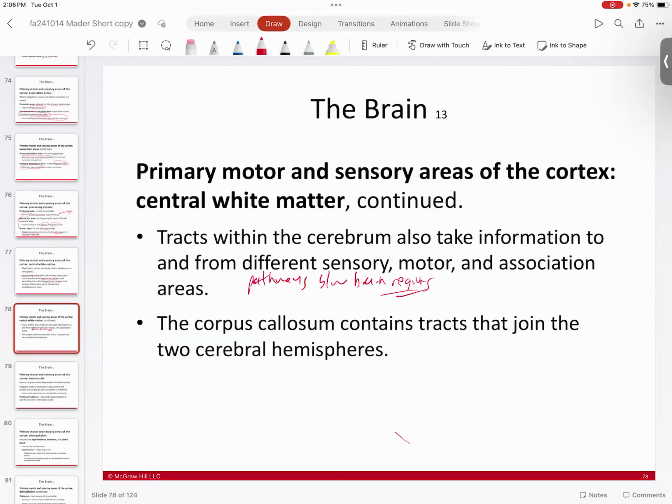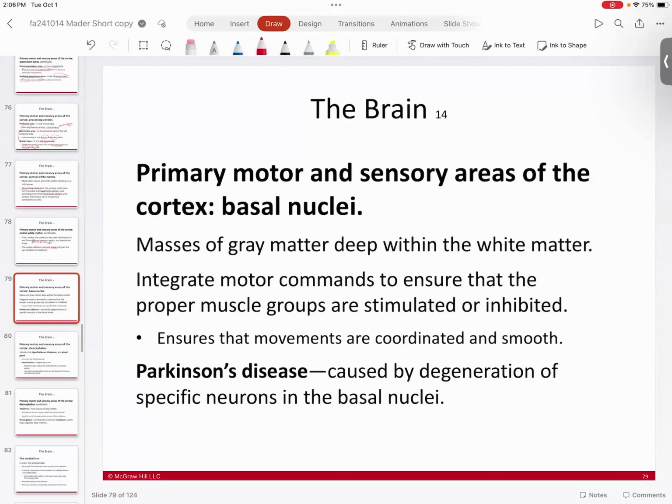The corpus callosum contains a lot of tracts that conjoin both hemispheres, right and left. So this is how you coordinate your two hemispheres.